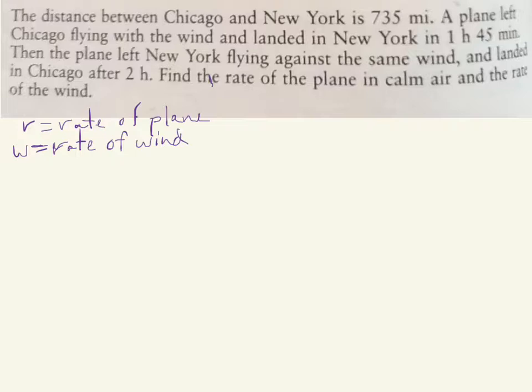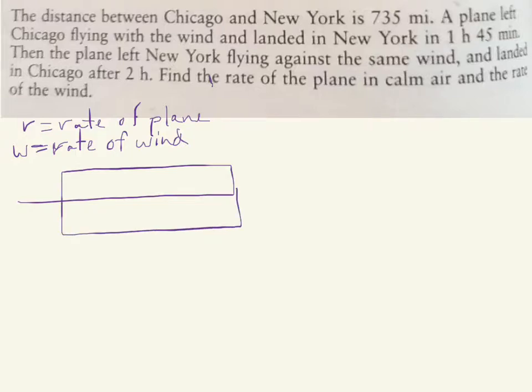Okay, so you still have this distance equals rate times time type of deal. And you have with the wind, and you have against the wind. The distance is the same, 735. With or against doesn't change the distance from Chicago to New York. But with the wind, you have the rate of the plane plus the rate of the wind. And against the wind, you have the rate of the plane minus the rate of the wind.